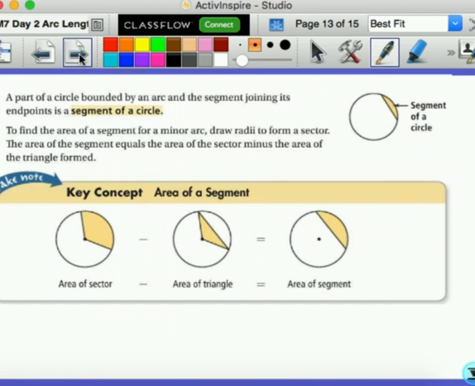Last but not least, we're going to talk about what's called a segment of a circle. A segment of a circle is this thing that kind of looks like a banana here. It's that outer edge bounded by a chord and the edge of a circle. So to figure out the area of that segment of the circle, we're going to start by finding the area of the entire sector. Then we're going to find the area of this triangle here, and then whatever's left over is that segment of the circle.